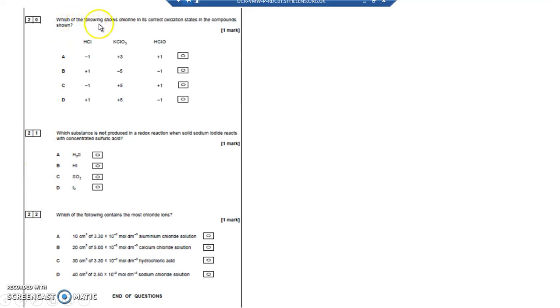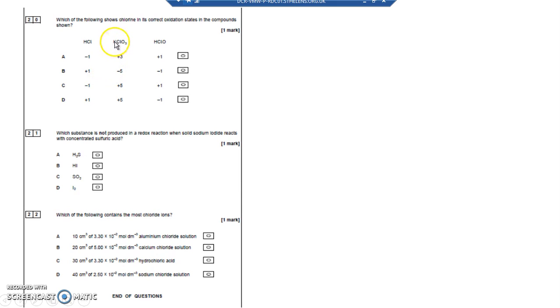Question 20. Which of the following shows chlorine in its correct oxidation state in the compound shown? So I've got HCl. Hydrogen is usually +1, so the Cl would be -1, because +1 -1 leaves no charge left over. So the Cl is in -1, so immediately I'm drawn to either A or C.